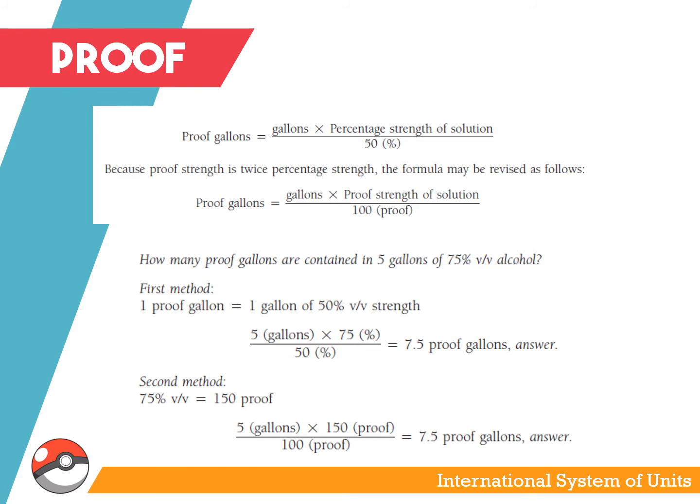For the second equation, we should first take note that the proof strength is equal to twice the percentage strength. So 75% times 2 is equal to 150 proof. So we will have 5 gallons times 150 proof over 100 proof. We will cancel like units and we will have 7.5 proof gallons as well. So take note that you may use either of the equations as long as the units are properly assigned.